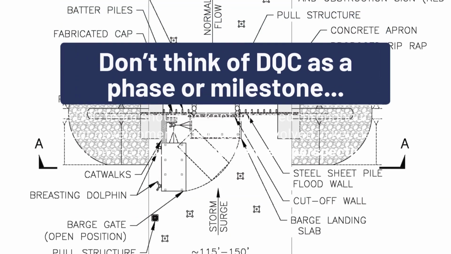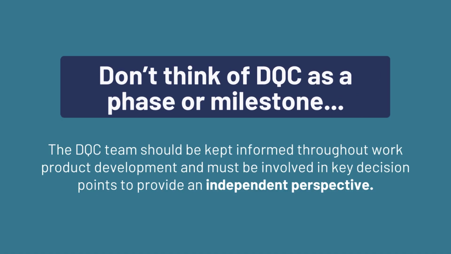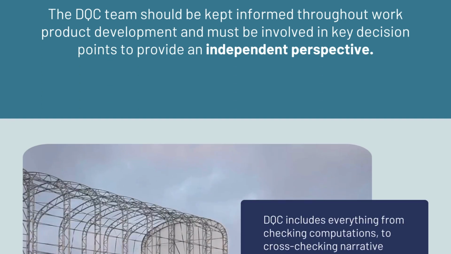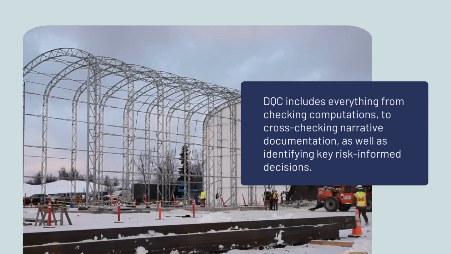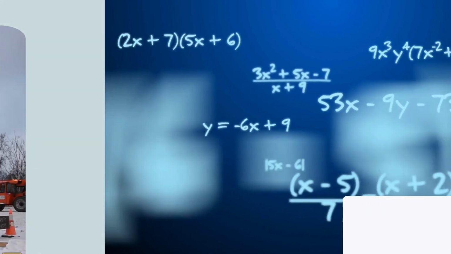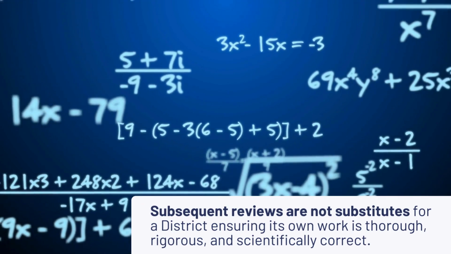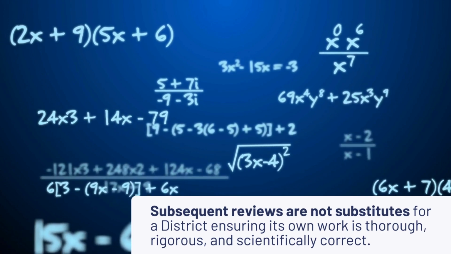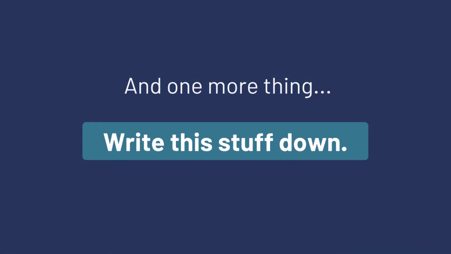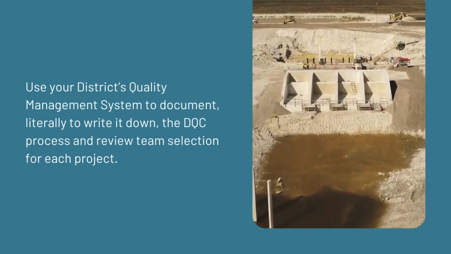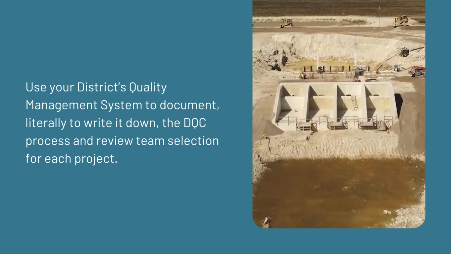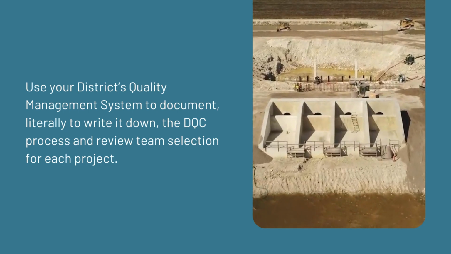Don't think of DQC as a phase or a milestone. The DQC team should be kept informed throughout work product development and must be involved in key decision points to provide an independent perspective. Remember, DQC includes everything from checking computations to cross-checking narrative documentation, as well as identifying key risk-informed decisions. This bears repeating because subsequent reviews are not substitutes for a district ensuring its own work is thorough, rigorous, and scientifically correct. And one more thing, write this stuff down. No, really, write it down. Use your district's quality management system to document, literally to write it down, the DQC process and the review team selection for each project.